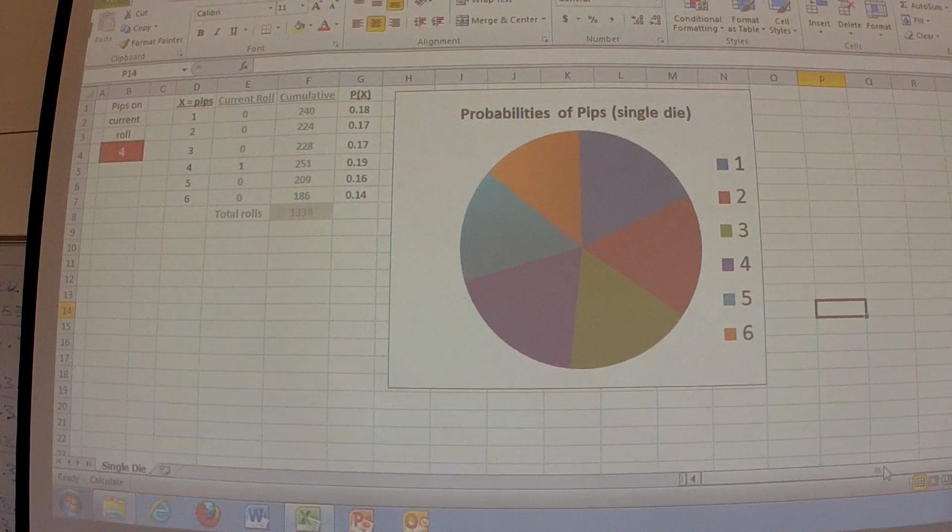The first column, X equals pips. That's the same as R, 1, 2, 3, 4, 5, 6. Those are outcomes. The next column over is just keeping track of what's happening in the current roll.